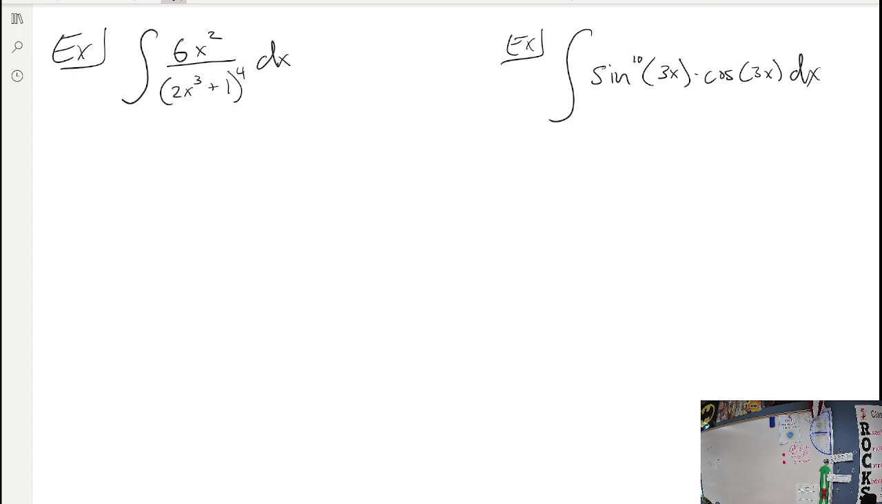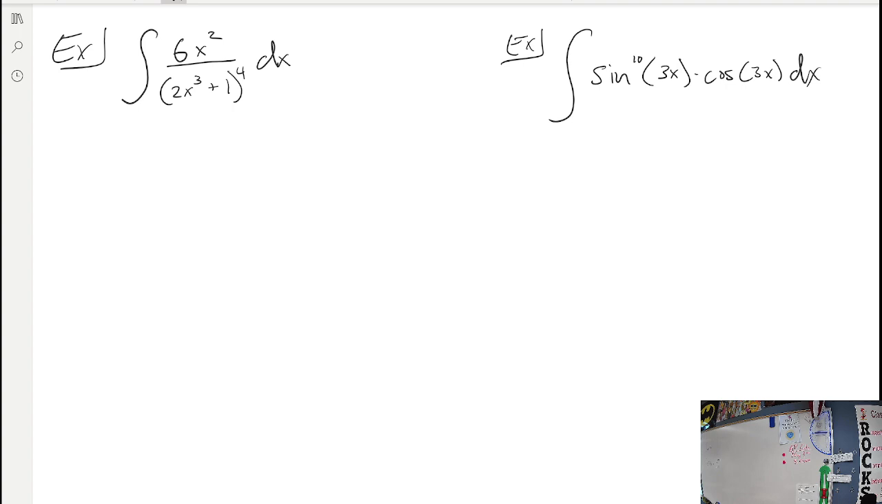Meaning, if I had 1 over x squared, so what is it? Rewrite that for me. What would that look like with just exponents? It's going to be (2x cubed plus 1) to the negative 4. 2x cubed plus 1, and obviously parentheses around that, to the negative 4. Remember that?